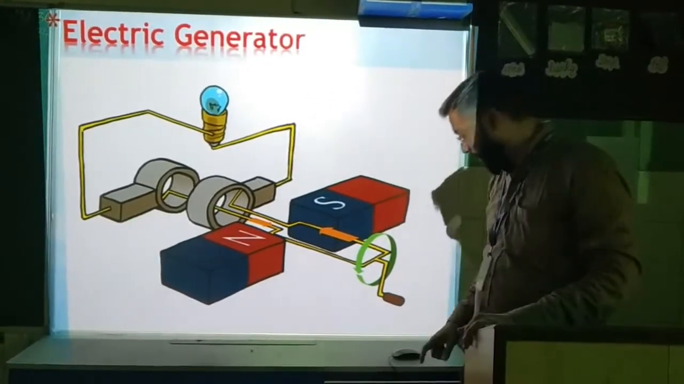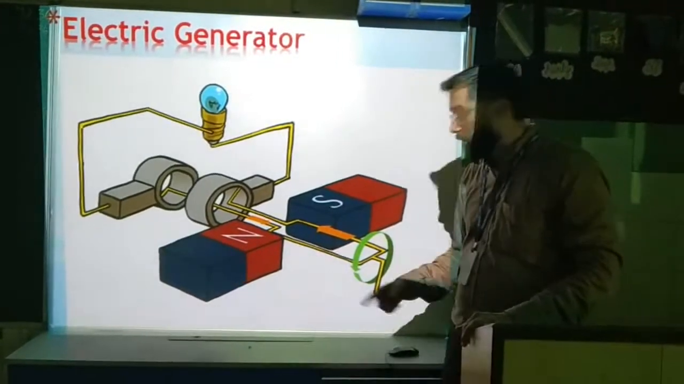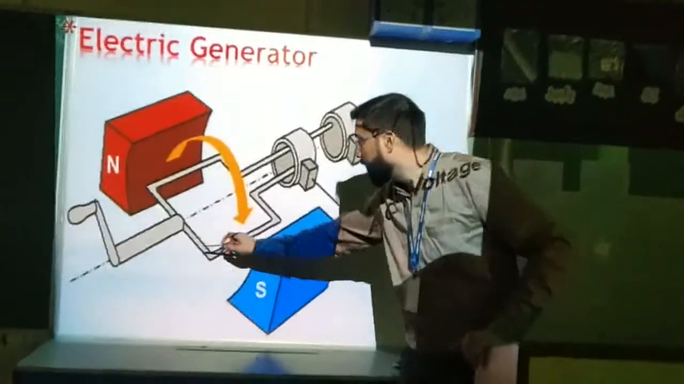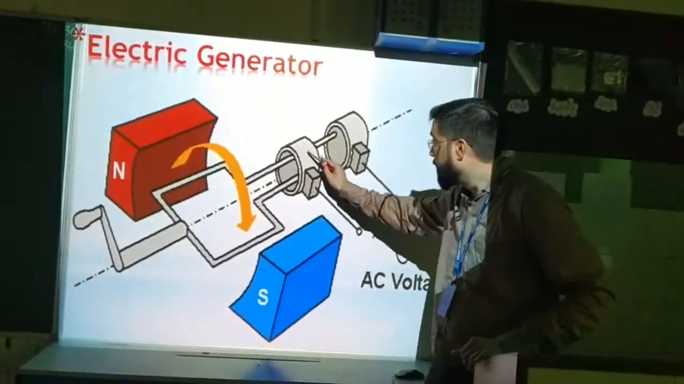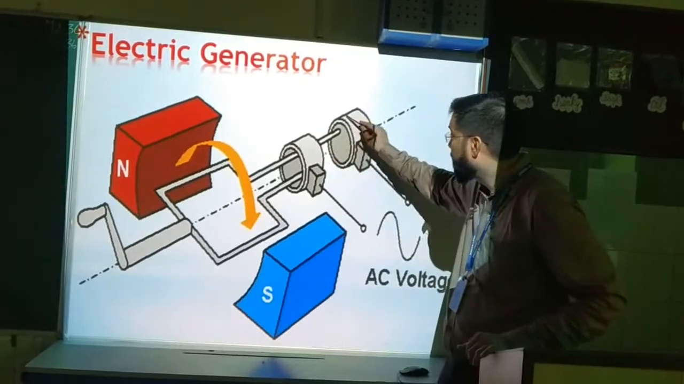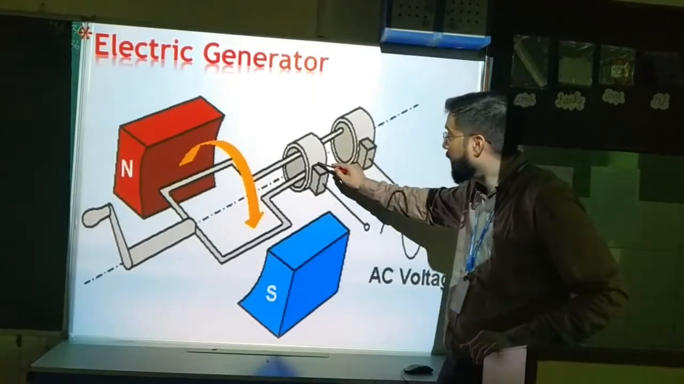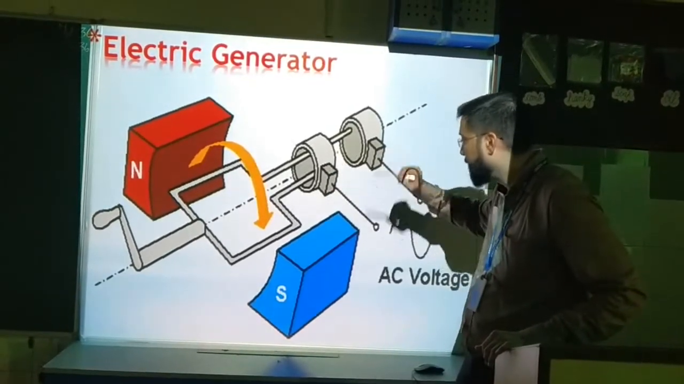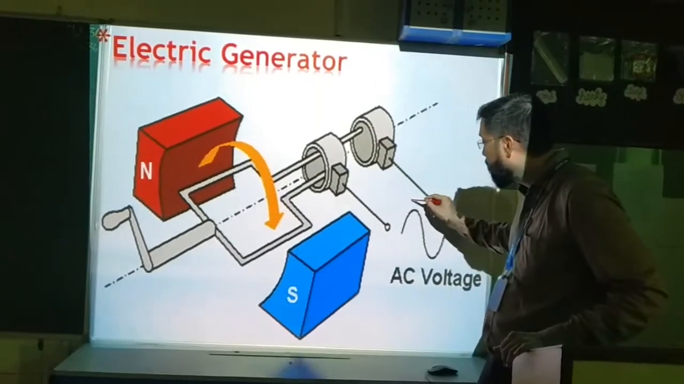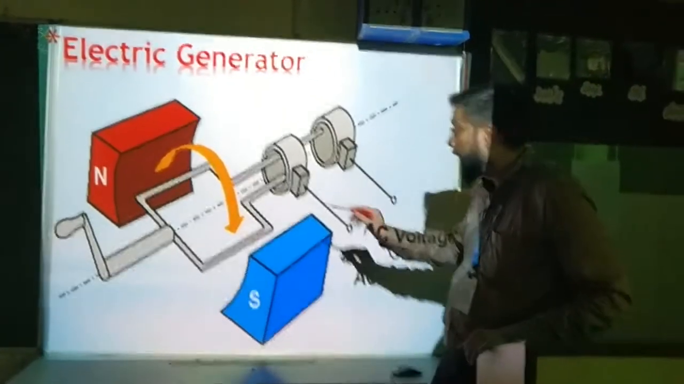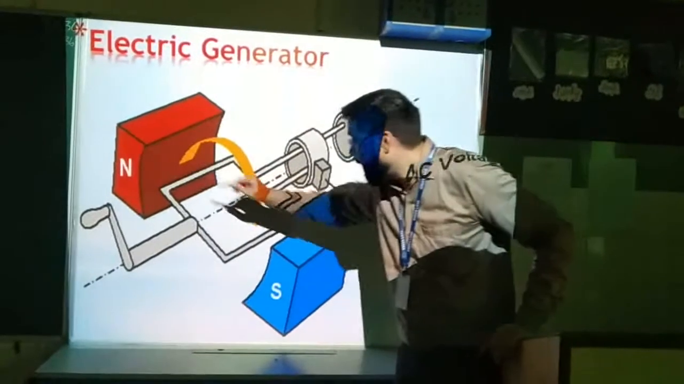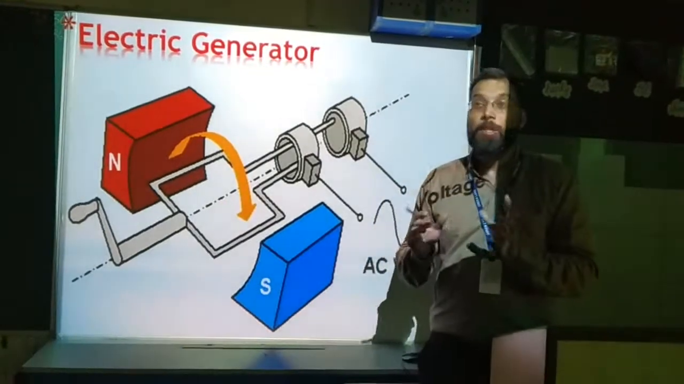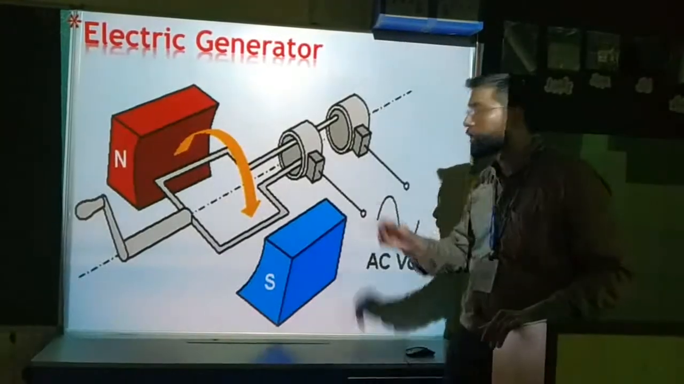Construction of AC generator: AC generator consists of an armature coil with slip rings. This is the first slip ring, this is the other slip ring. These slip rings are attached to brushes, carbon brushes B1 and B2, and these brushes are connected with a galvanometer, and the armature coil is placed between magnets. Now why is this galvanometer attached? Because the function of a galvanometer is to find the direction of electric current in the circuit.